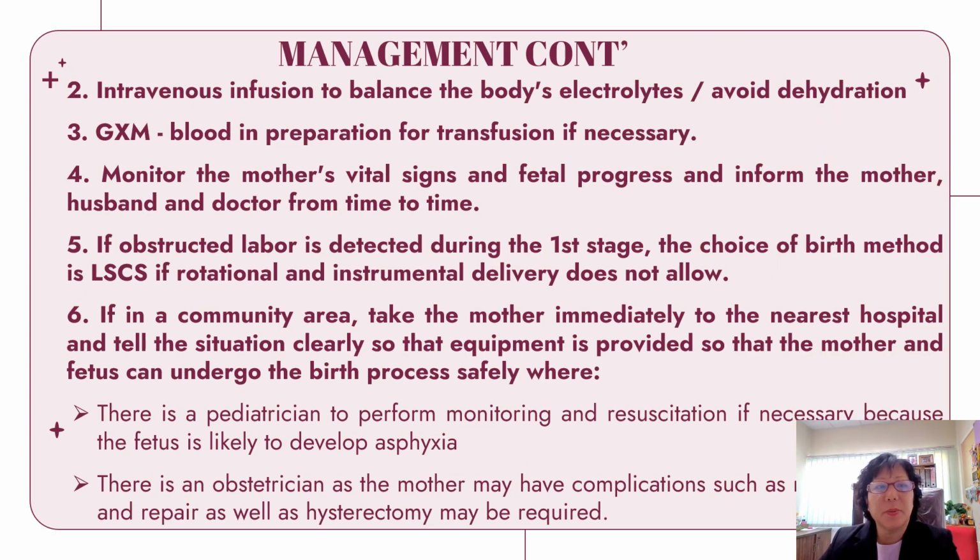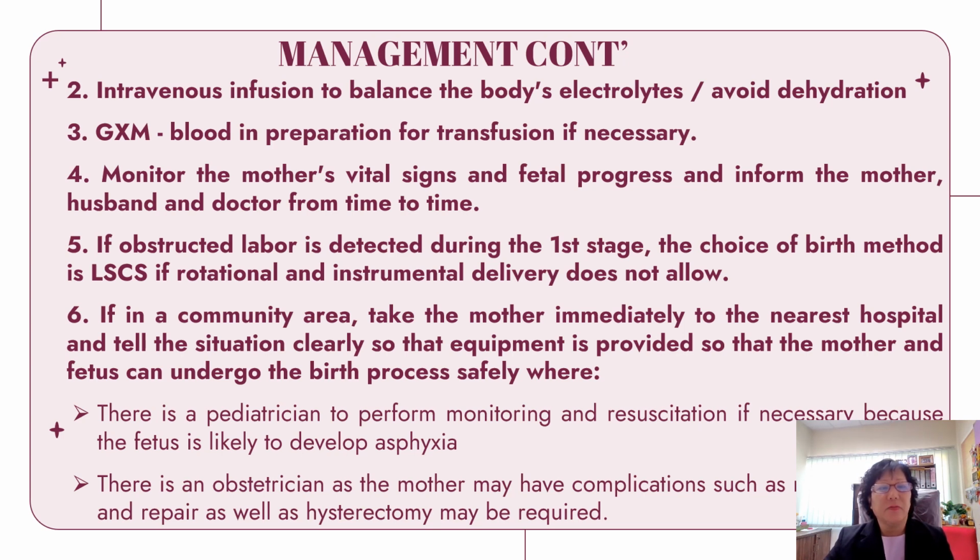Number two, in the management of obstructed labor, give an intravenous infusion to balance the body's electrolytes and avoid dehydration. Number three, group and cross-match blood in preparation for transfusion if necessary. Number four, monitor the mother's vital signs and fetal progress, and inform the mother, husband, and doctors from time to time. Number five, if obstructed labor is detected during the first stage, the choice of birth method is lower segment cesarean section if rotational and instrumental delivery is not possible.